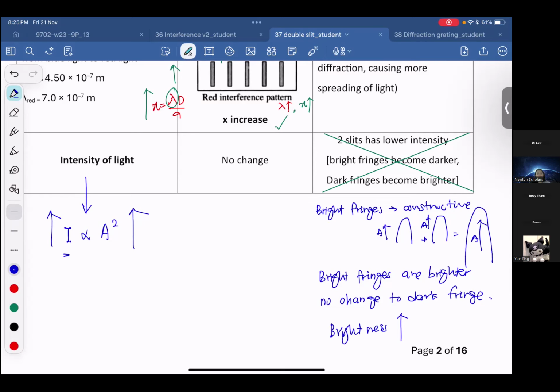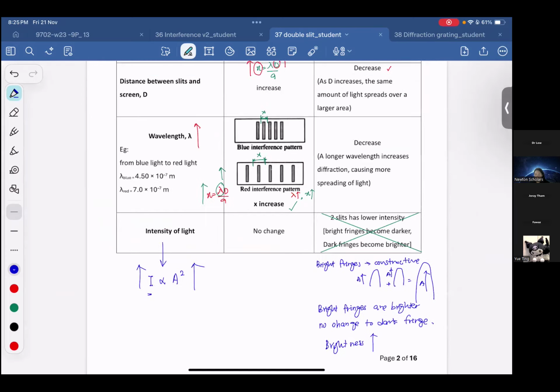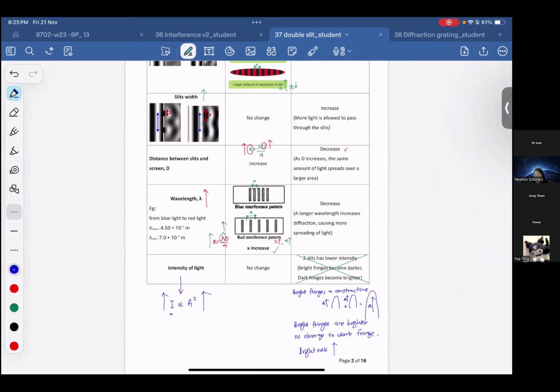Okay, until here, is that clear? No need to memorize. We can use the formula. For the x, we can use the formula to understand how it changes. When we change the A, change the D, change the wavelength, how it affects our x, we can know from the formula. Then for the brightness, we use logical thinking to understand it, not memorizing. Any question until here for this part?